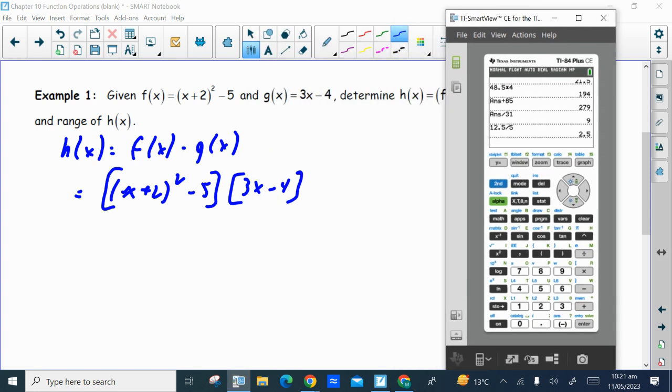And for the domain and the range, we will use our graphing calculator and put this equation in, see what it looks like. So I'll open up a set of brackets for the first factor, and then within that factor there's another set of brackets for the x plus 2, which is squared, minus 5. So close that first set of brackets, and then the second set of brackets is where we have our 3x minus 4. And we'll go zoom 6 to set our windows to their standard settings.